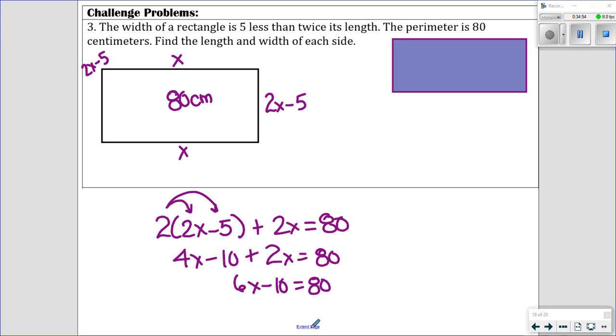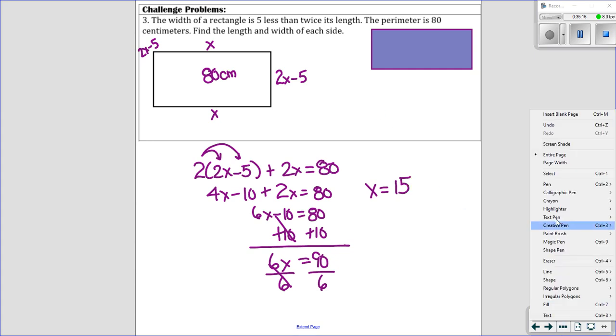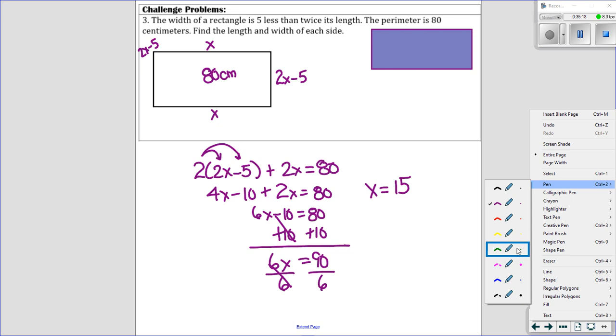And then you add 10 on both sides. You get 6x equals 90, and then divide by 6. I'm going to put the x here. x equals 15. We're not done yet because they're asking us for the width and the length.